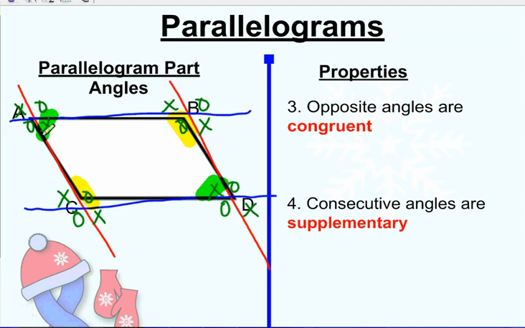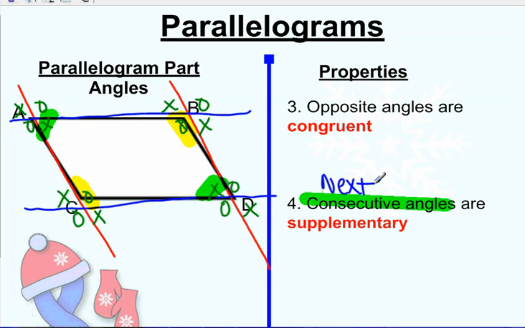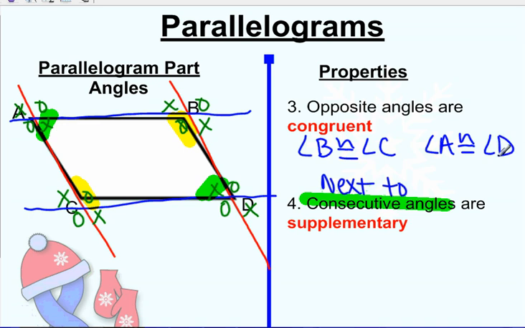And then consecutive angles. Consecutive means next to, just in case you need help with that vocab word. So consecutive angles are supplementary, opposite angles are congruent. So angle B here is congruent to angle C, and angle A is congruent to angle D.